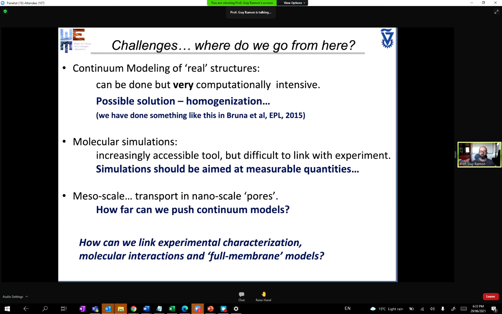And that's where we need to find a way to incorporate these interactions into a full membrane or a large scale model. And that comes down to the same type of challenge that you have when you want to make sense of molecular simulations. So if molecular simulations can inform these mesoscale or subcontinuum models just by virtue of introducing boundary interactions into these models, I think continuum modeling can take us very, very far.